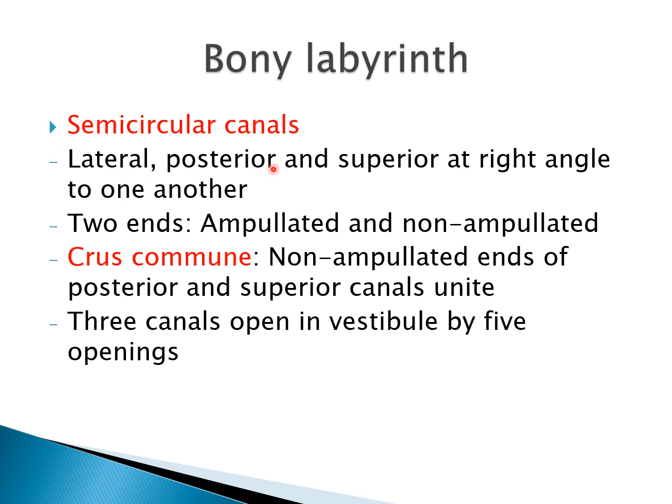Then semicircular canals, they are three: lateral or horizontal, posterior and superior, and they are arranged at right angle to each other. Each semicircular canal has two ends. One is the ampulated and another one is the non-ampulated. So we think that there should be total six ends. However, the non-ampulated ends of the posterior and the superior canals, they unite to form crus commune.